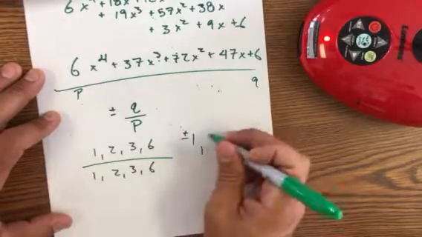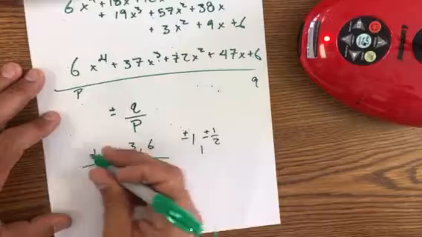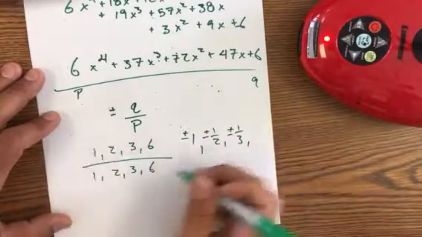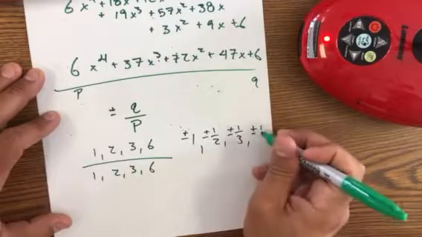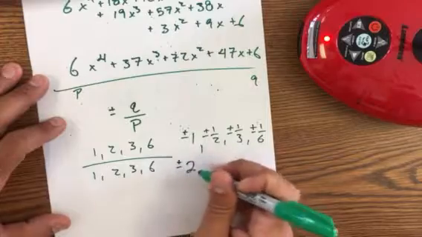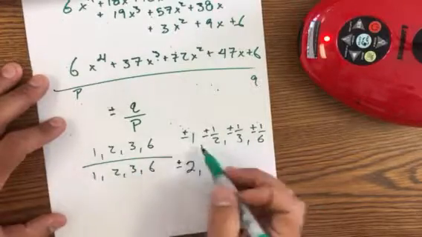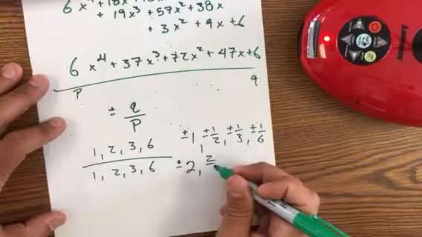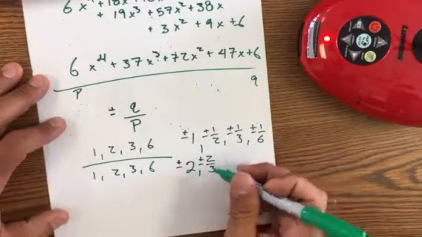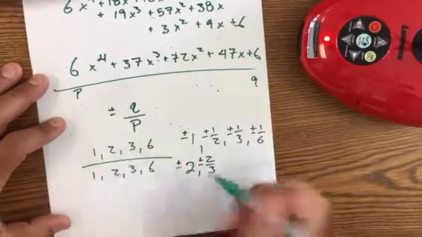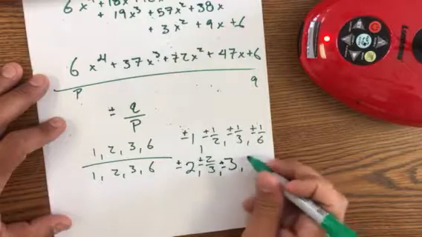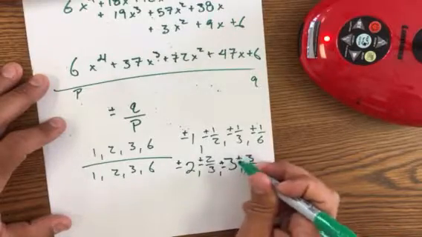I have 1 over 2, which is 1/2, positive and negative. I have 1 over 3, which is 1/3, positive and negative. I have 1 over 6, which is 1/6, positive and negative. I have 2 over 1, which is 2, positive and negative. 2 over 2, which is 1, I already did that. 2 over 3, which is 2/3, positive and negative. 2 over 6, which is 1/3, I already have that. 3 over 1, which is 3, positive and negative. 3 over 2, which is 3 over 2, positive and negative.